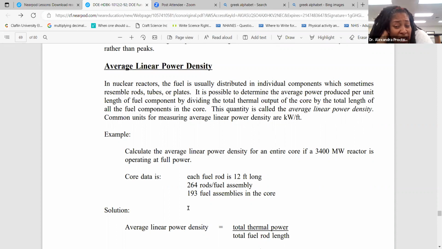Okay, and so they give the question: calculate the average linear power density for an entire core if a 3400 megawatt reactor is operating at full power. The core data is each fuel rod is 12 feet long, we have 264 rods per fuel assembly and 193 fuel assemblies in the core. Average linear power density is equal to total thermal power over total rod length.